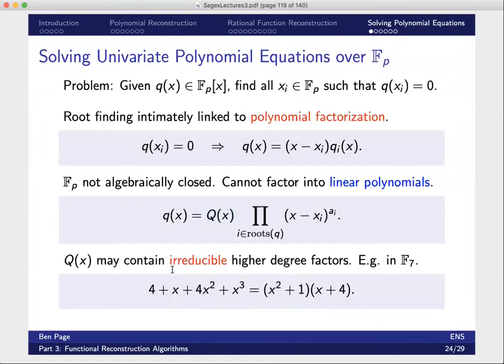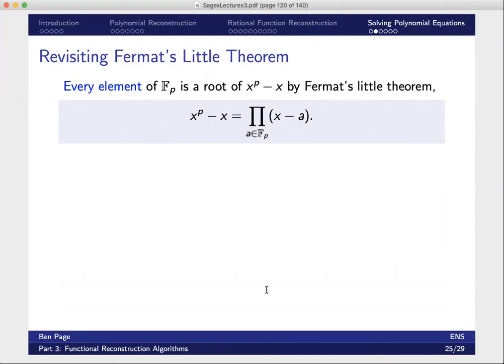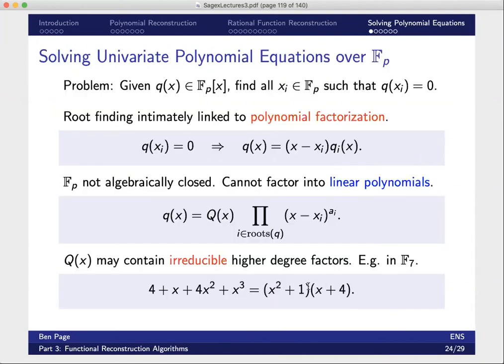As a simple example of what I mean by irreducible, I can take this polynomial and factorize it in F7, and I will get a factor of x squared plus one. As we know that 7 is not of the form 4k plus 1, I don't have a root of this polynomial, so I can't factorize any further. Okay, so our aim in this case would be to get at the x plus 4 bit.